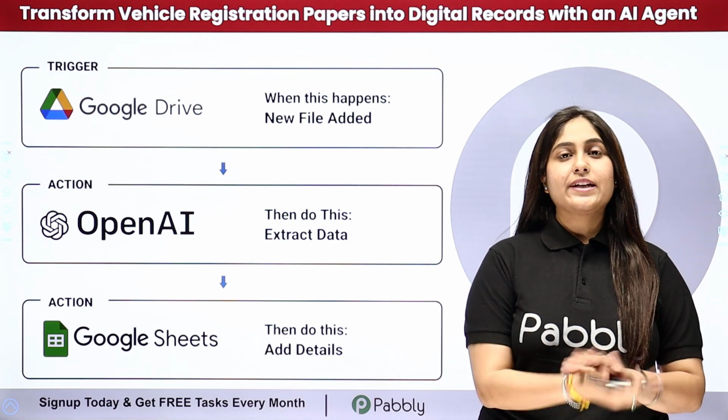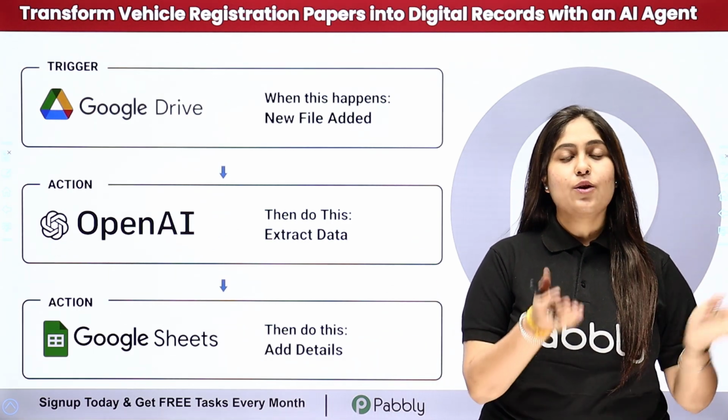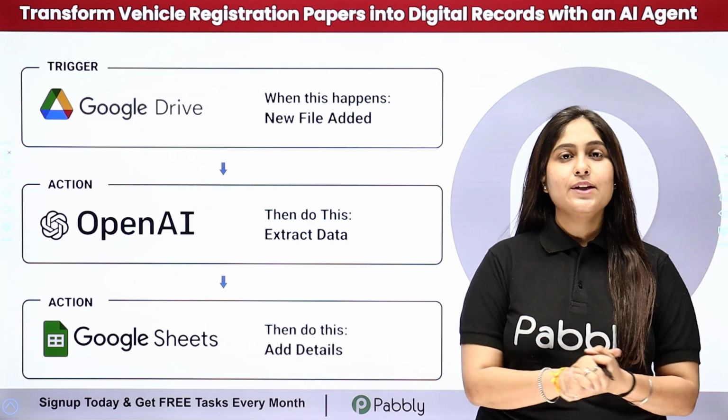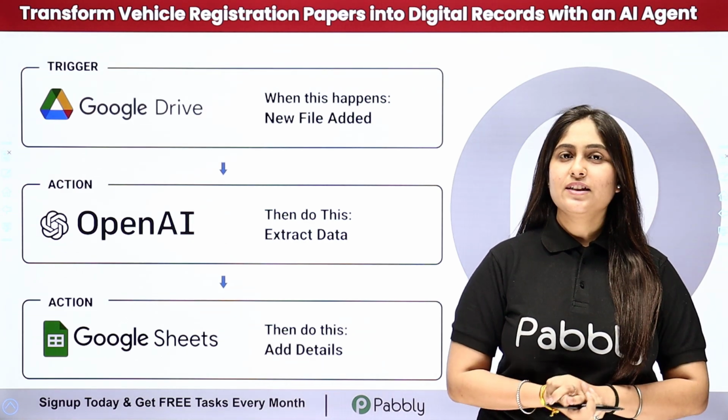So do you also wish to extract the vehicle registration details from PDF to Google Sheets automatically using an AI? Then this video is definitely for you.